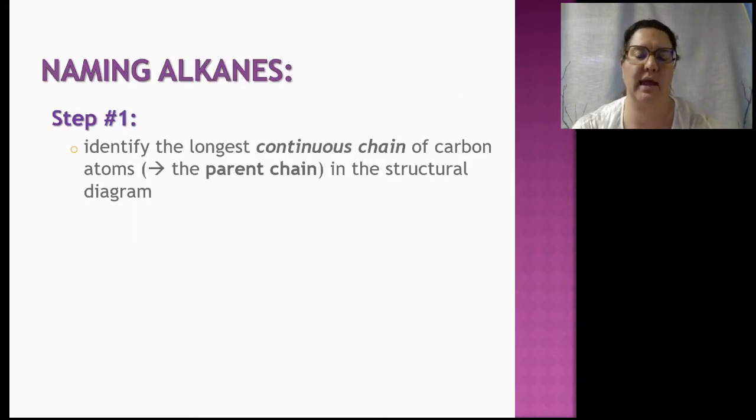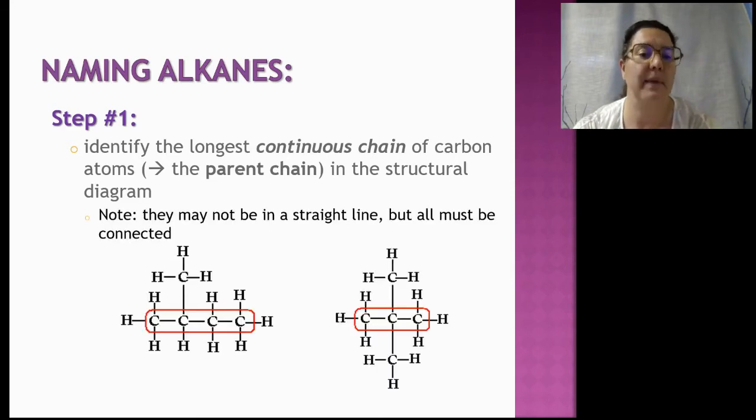When you're naming alkanes, we're going to go through a series of steps. The first step is to identify the longest continuous chain of carbon atoms, and this will be the parent chain in our structural diagram. Now, the parent chain can be straight or it can have a curve in it, so it's important to count carefully. They might not be in a straight line, but they must all be connected. With either of these, we could make a straight carbon chain or we could have a bent carbon chain, as long as it's the longest chain of carbons. In the one on our left, we have a 4-long carbon chain, and on our right, our maximum length carbon chain is 3.